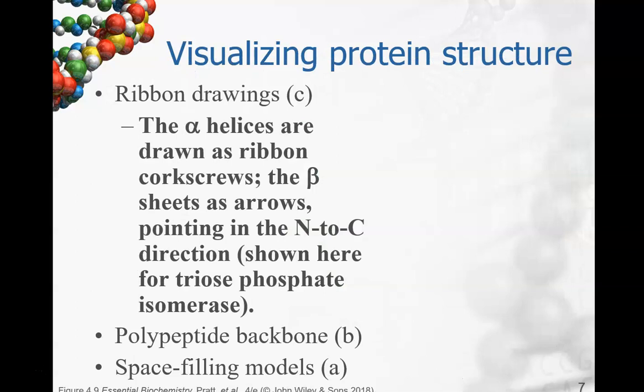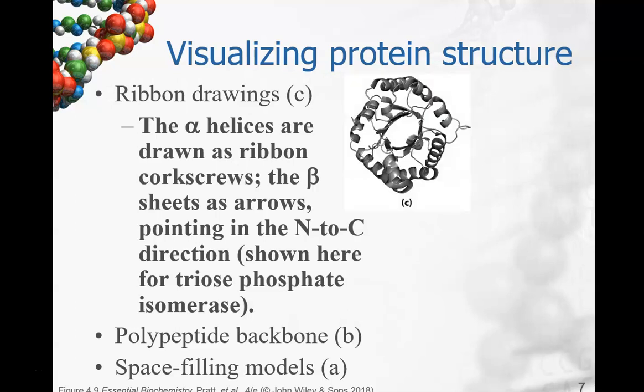So the way we visualize protein structure, we've already been doing this somewhat, but we want to point things out here. You could have something called a ribbon diagram. Here, we're just following the polypeptide backbone. The side chains of the amino acids aren't shown here. We can see the alpha helices, and then here we can see a core of beta sheets, again shown as arrows. This is triose phosphate isomerase. So that's one way.